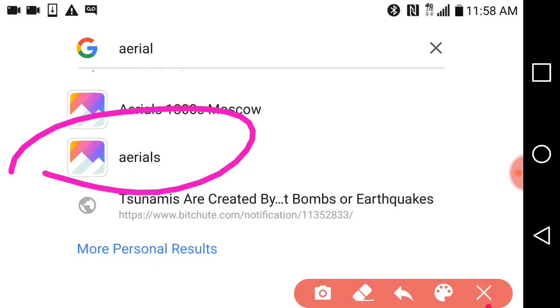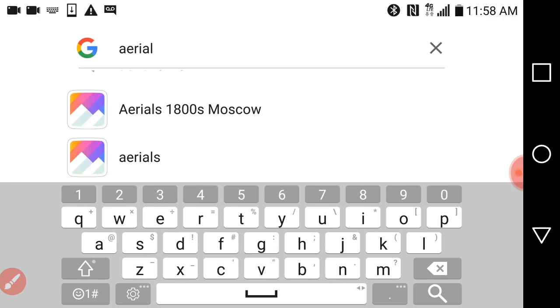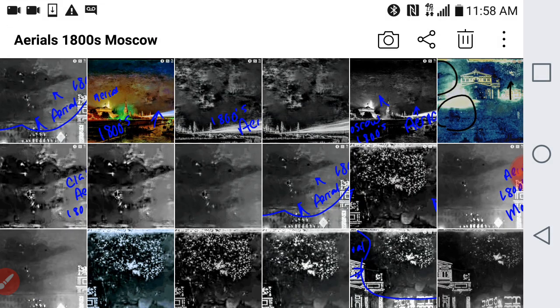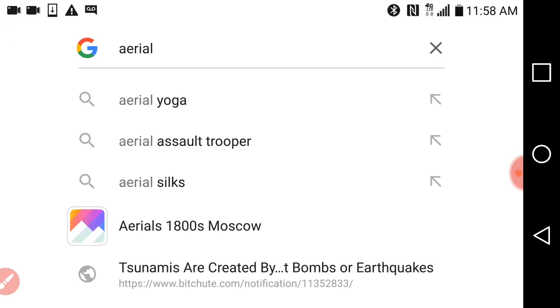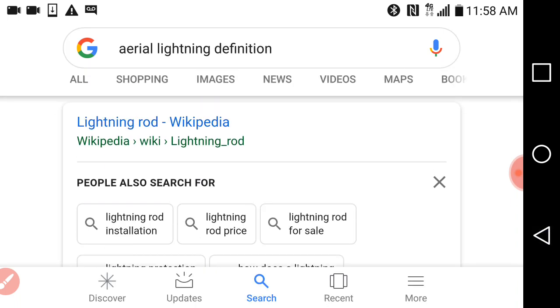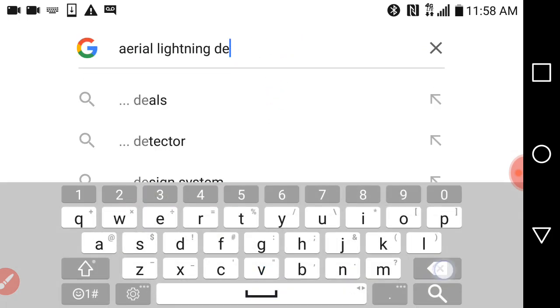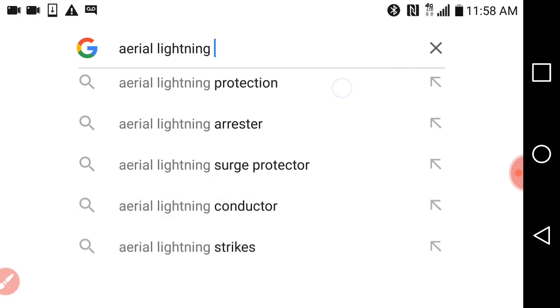Did you see that? Watch. I'm going to hit it. Cannot find them. What? Aerials 1800 Moscow. Well, there's pictures. Mine came up. My pictures are coming up on the search engine. Are you insane? Unbelievable. So, look. I can't even believe it came up, to be honest with you. That was insane. My actual pictures came up here on Google. The images. Why can't we? What am I, the only one that has anything on it? Aerial lightning protect. I don't understand why we can't get it.